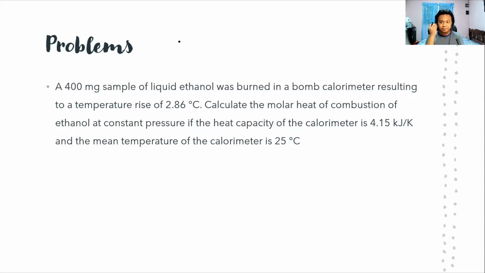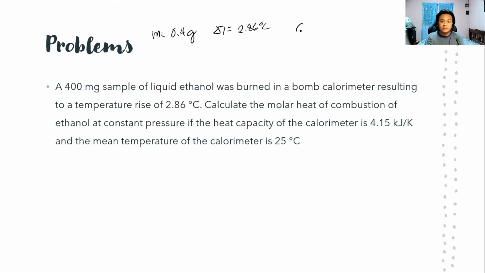Okay, so we have to write the givens first. So we have the mass of our ethanol, which is 0.4 grams or 400 milligrams. And then we have the temperature change, which is 2.86 degrees Celsius.